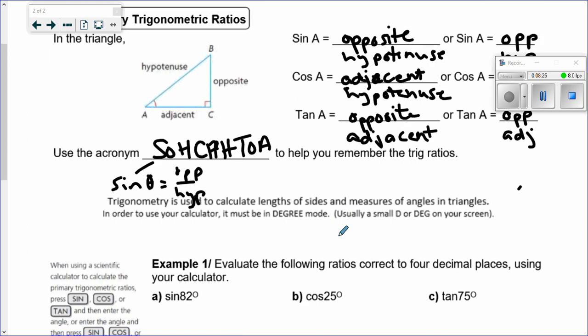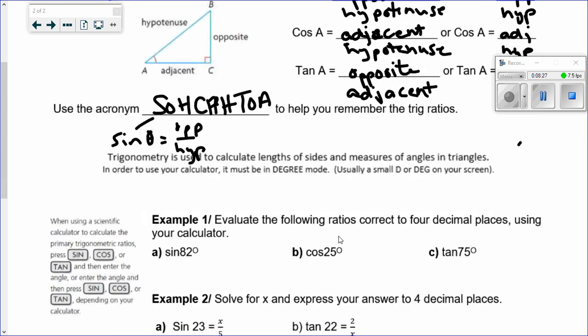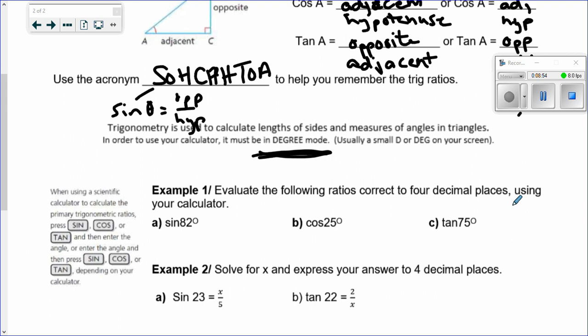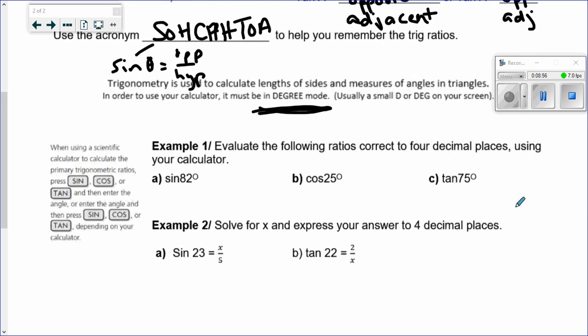Now, one thing we got to get into before we do anything else is that everything we are going to do is going to be in degree mode. I wish I was there to help you because I could show you on your calculator how to figure out whether you're in the small d or DEG mode, and then I could help you adjust your calculator so that it's in the right mode. You will get the wrong answers even if you're doing it correctly if your calculator is in the wrong mode. So part of what we're going to do right now is look at how to use your calculator and make sure it's in the right mode.